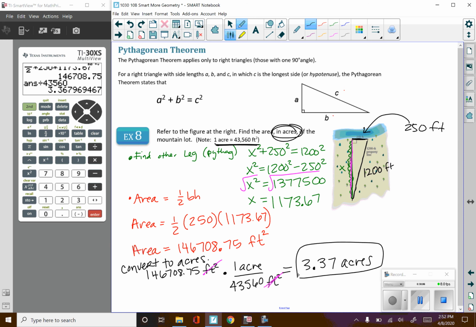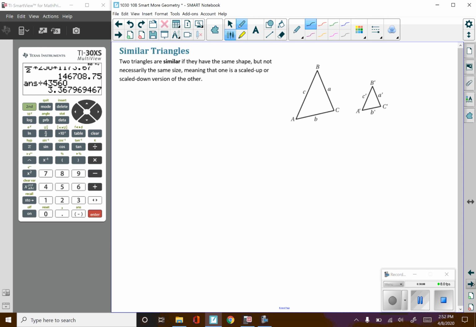Okay, we are almost there. One last mini topic, couple examples. Similar triangles. Two triangles are similar if they have the same shape but not necessarily the same size, meaning that one is either a scaled up or a scaled down copy of the other. So when we work with similar triangles, we often use proportions to help us solve. And what we want to do is use corresponding sides in order to set up the proportions.